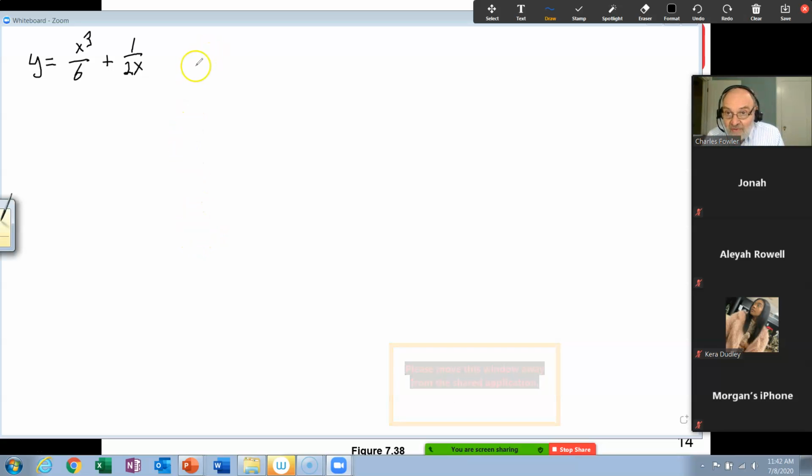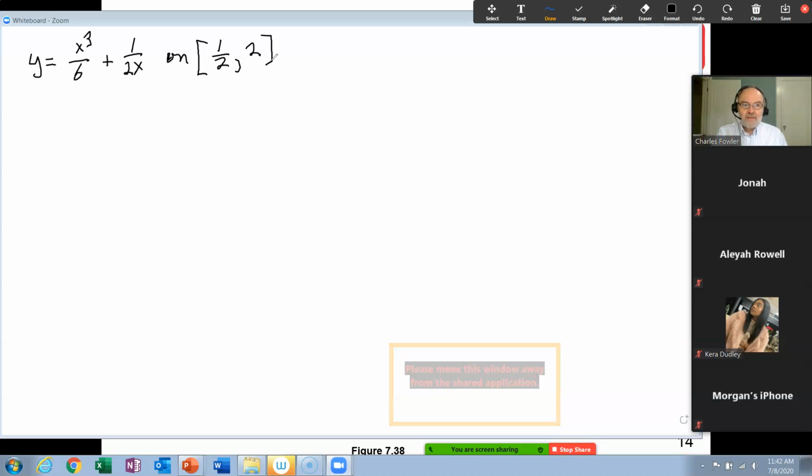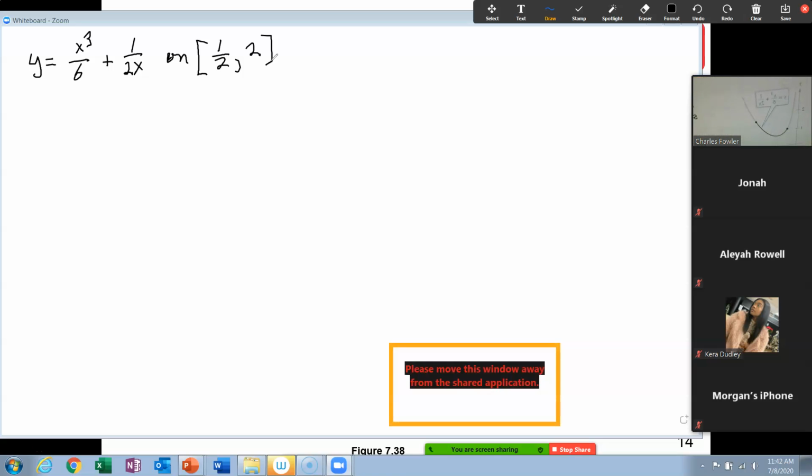So here is the function on the interval. This is a closed interval. That doesn't really matter much. 1/2 to 2. Okay. And there's a figure in the book. Now, I realize maybe some of you don't have the same book, but here is the figure. That's what it looks like. It's a parabolic looking shape, though it's not a parabola. Okay. That is the graph of that function.